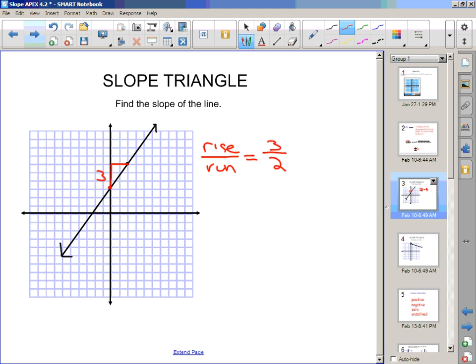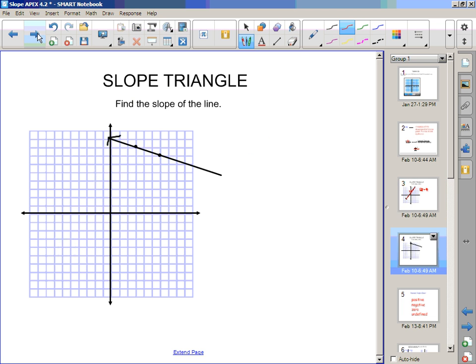Notice it's positive. You read a line from left to right, just like you read a sentence. So the slope is positive. It goes up from left to right.